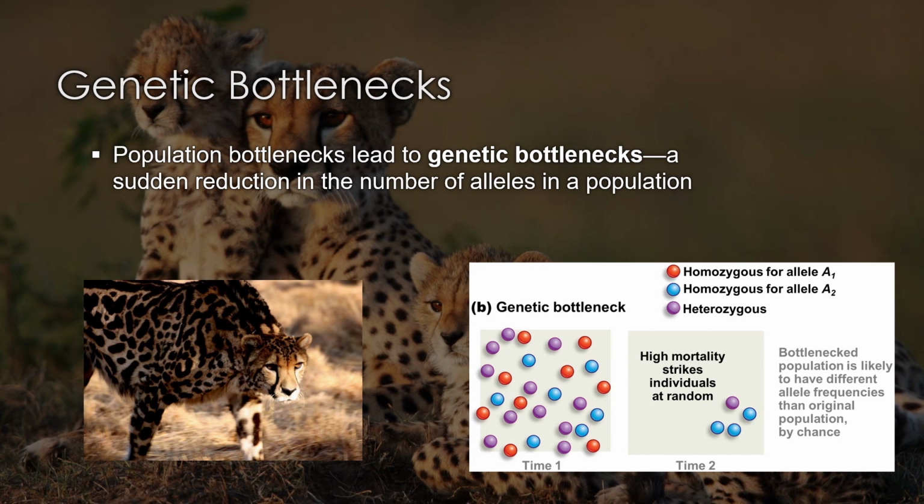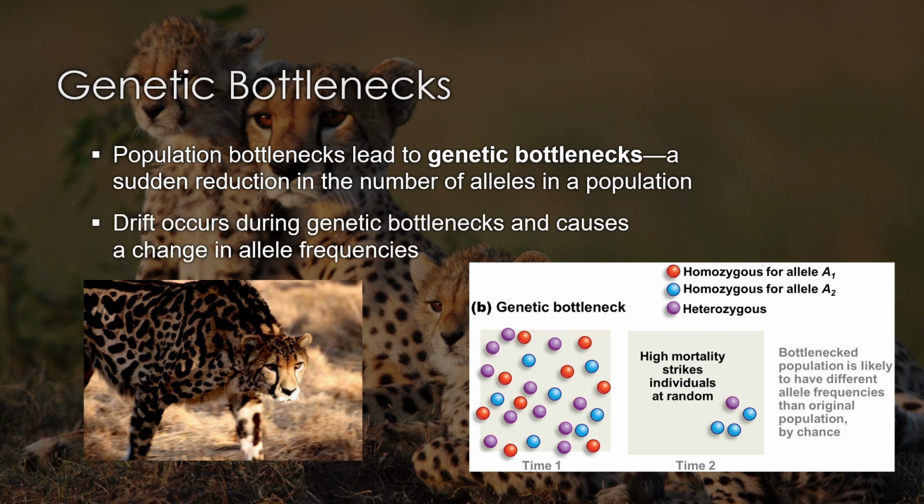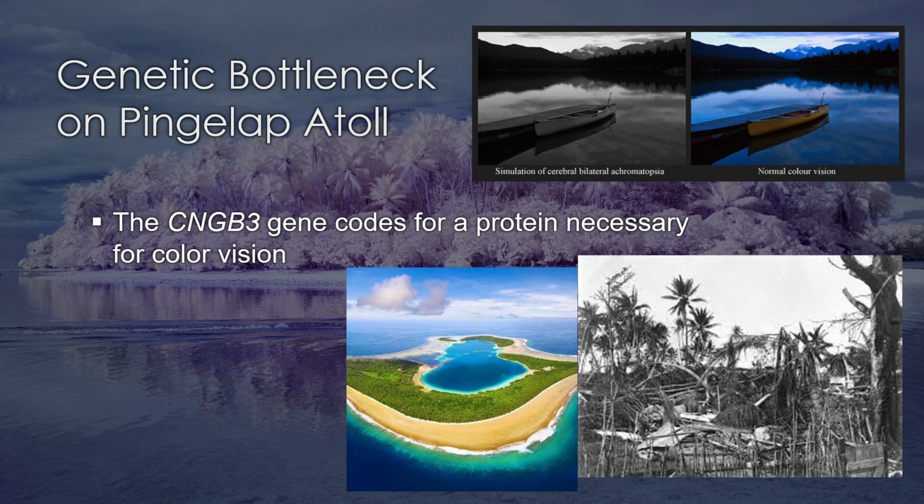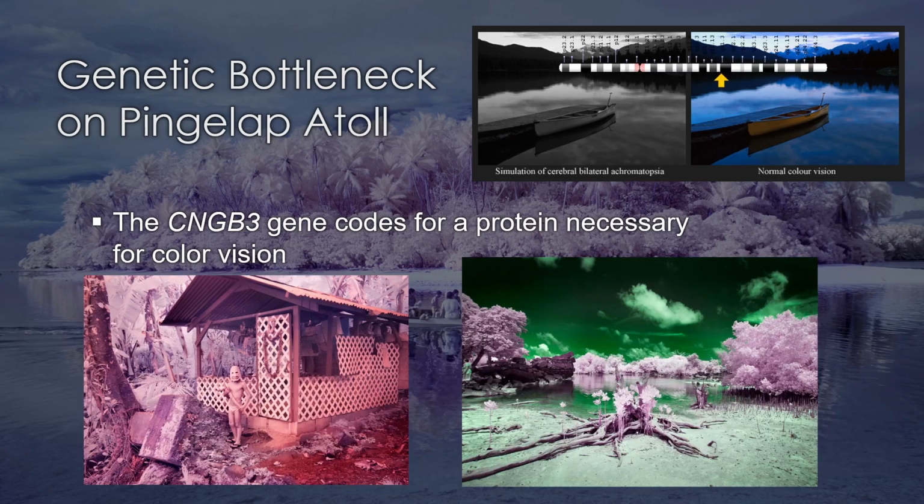A genetic bottleneck is a sudden reduction in the number of alleles in a population. Genetic drift occurs more prevalently during genetic bottlenecks and causes a change in allele frequencies. For example, from a natural population, consider the humans in the Pinjalop Atoll in the South Pacific. Only about 20 people out of a population of several thousand survived a typhoon that occurred 250 years ago.